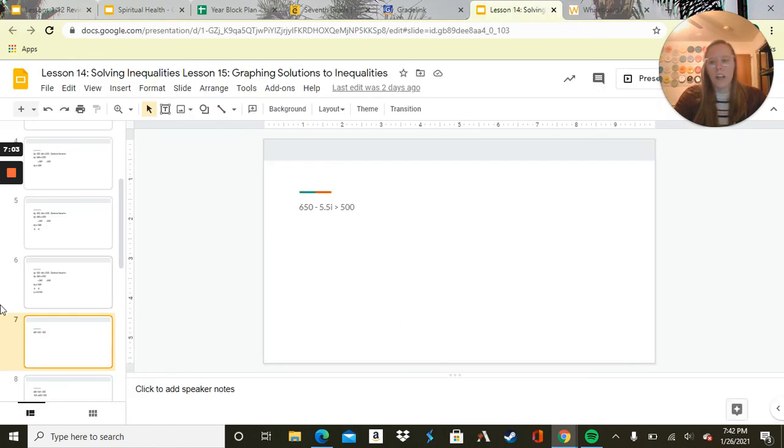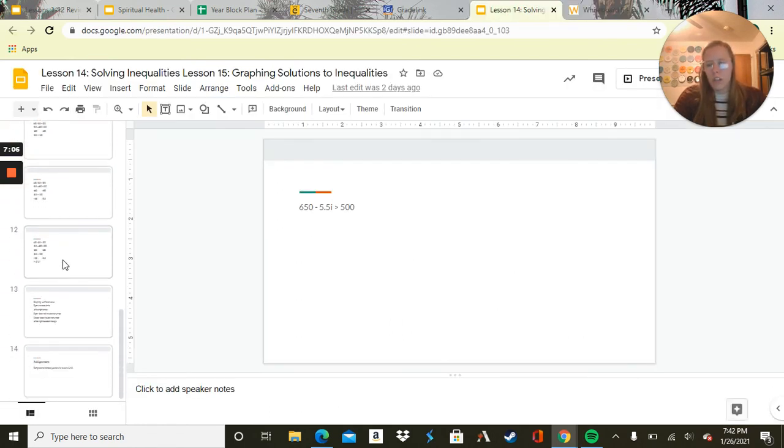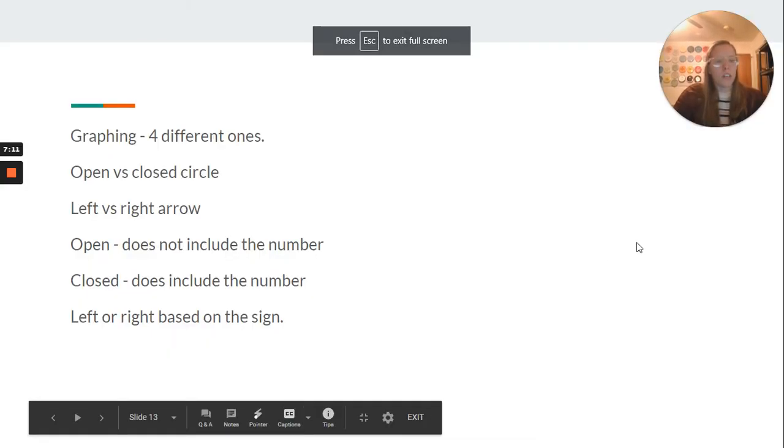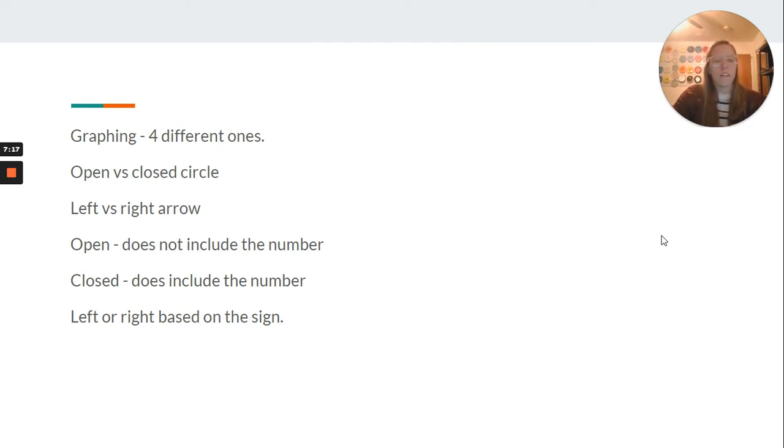There's a couple notes there for you on the last slide. So with graphing, you can have 4 different graphs. So you would have an open circle to the left, an open circle to the right, a closed circle to the left, and a closed circle to the right. So open does not include the number. So that would be for less than or greater than. Closed includes the number, so greater than or equal to. And then it goes left or right based on the sign. So if the variable is greater than, it's going to go to the right. If the variable is less than, it's going to go to the left.